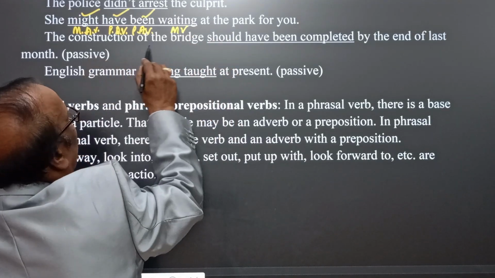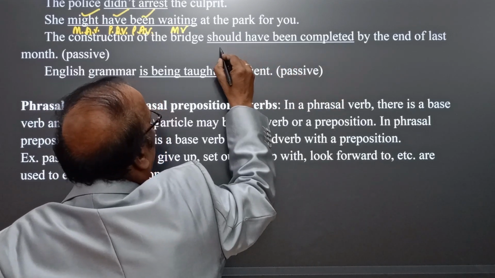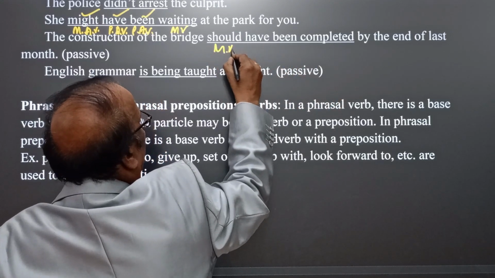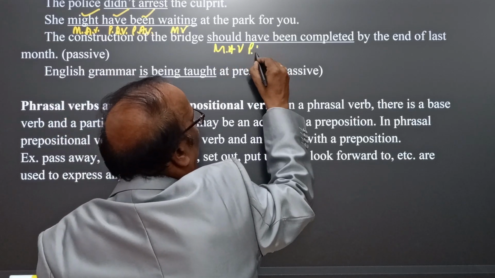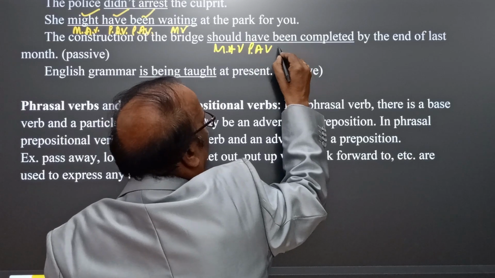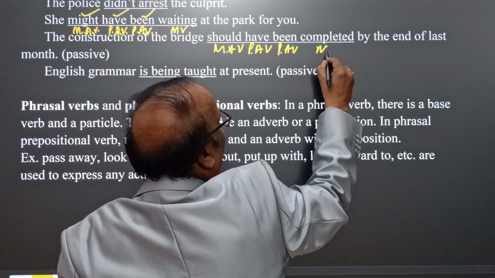The construction of the bridge should have been completed. Should is a modal auxiliary verb, have is a primary auxiliary verb, been is a primary auxiliary verb, and completed is the main verb.